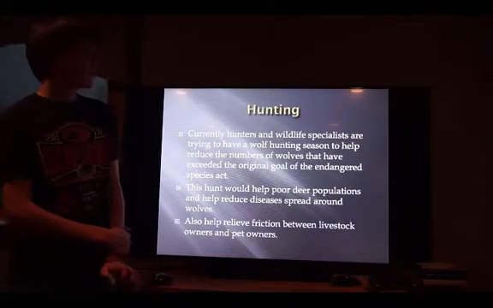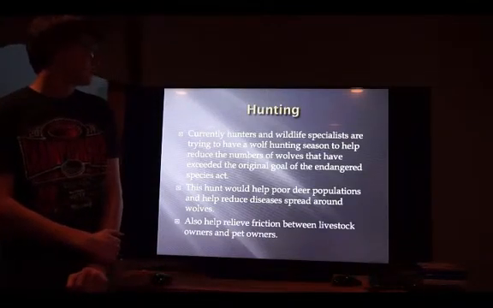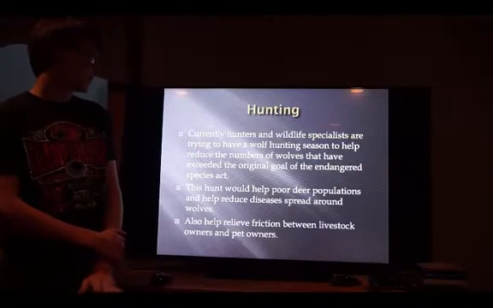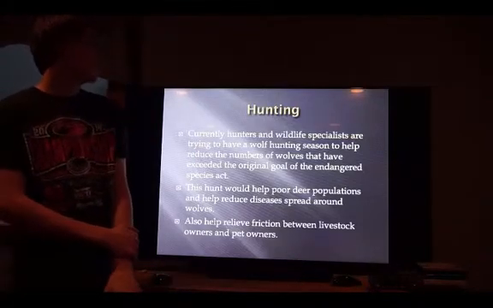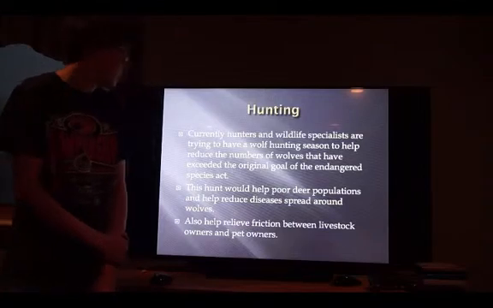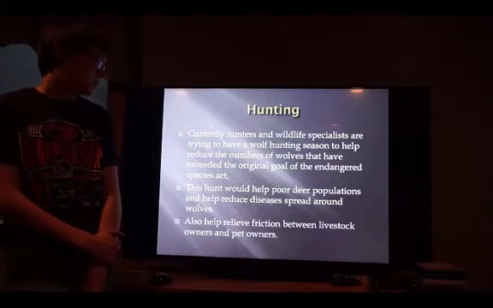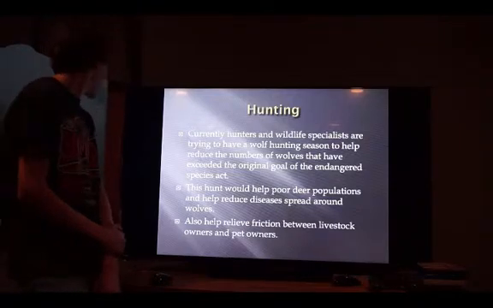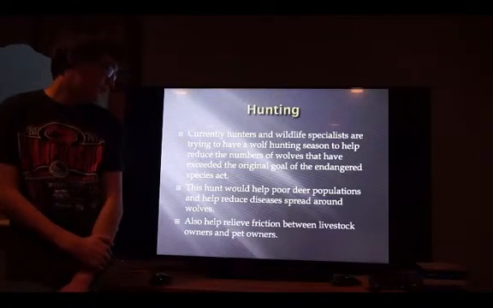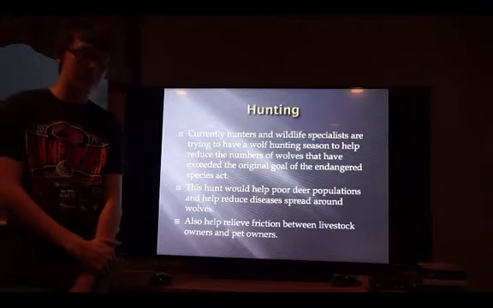Currently, hunters and wildlife specialists are trying to have a wolf hunting season to help reduce the numbers of wolves that have exceeded the original goal of the Endangered Species Act. This hunt would help poor deer populations and help reduce diseases spread around wolves. Also, it would help relieve friction between livestock owners and pet owners.